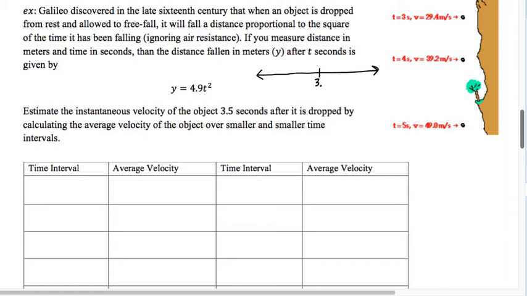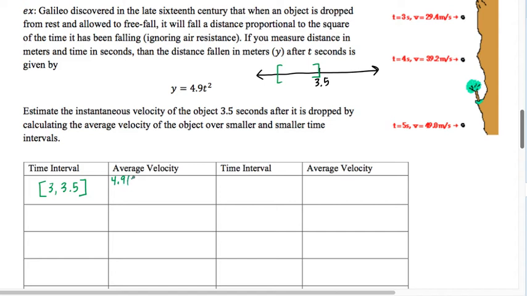Okay, so if here's 3.5, first I'm going to go to the left side of 3.5 for my intervals. So let's take a time interval of, how about 3 to 3.5. So that's a 1/2 second interval. Okay, so the average velocity over that time is its change in distance over change in time. I'm going to write out my work on this first one and then not on the next ones.